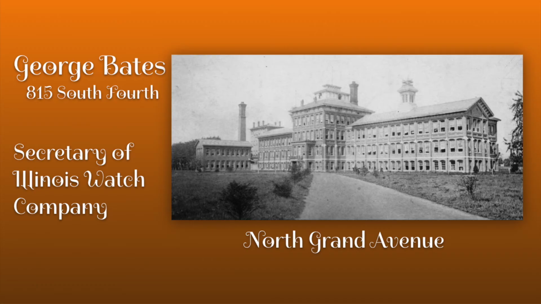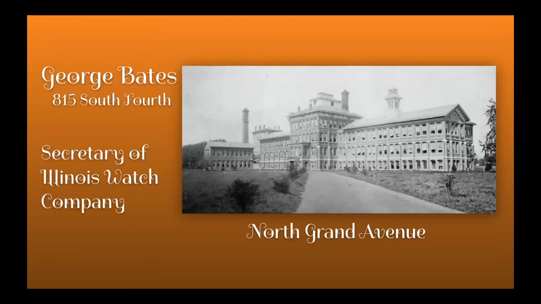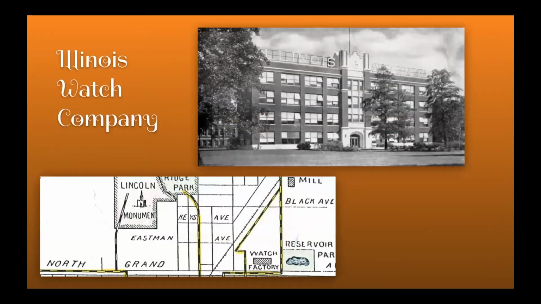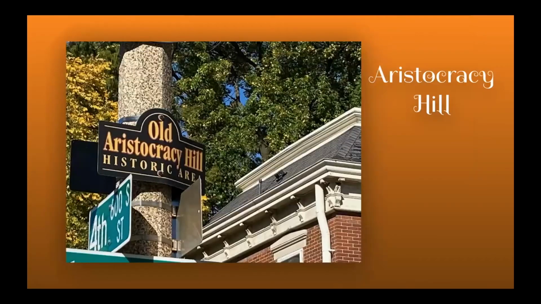Another resident in the 800 block of 4th Street was George Bates, the secretary of the Illinois Watch Company and member of the school board. He would probably have hopped on the trolley to go north of town to the business out on North Grand. So these are the men who lived in what we now call Aristocracy Hill.